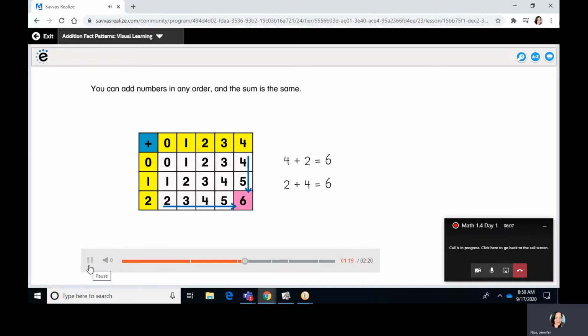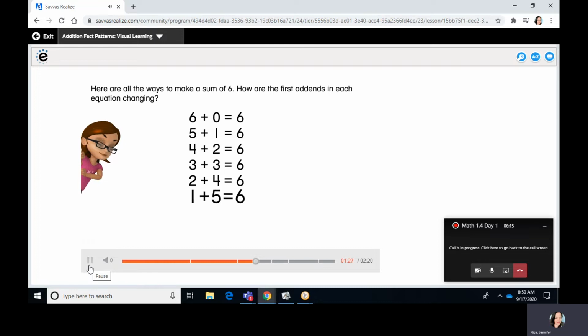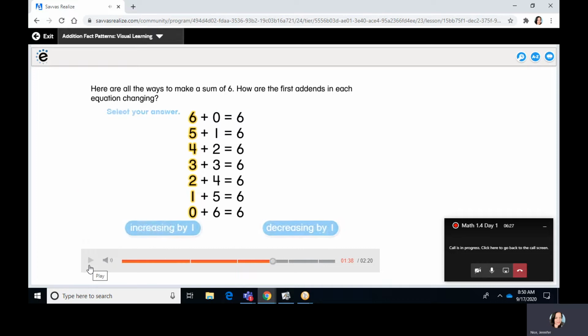You can add numbers in any order, and the sum is the same. Here are all the ways to make a sum of 6. What pattern do you see? How are the first addends in each equation changing? Select your answer. So what do you see?